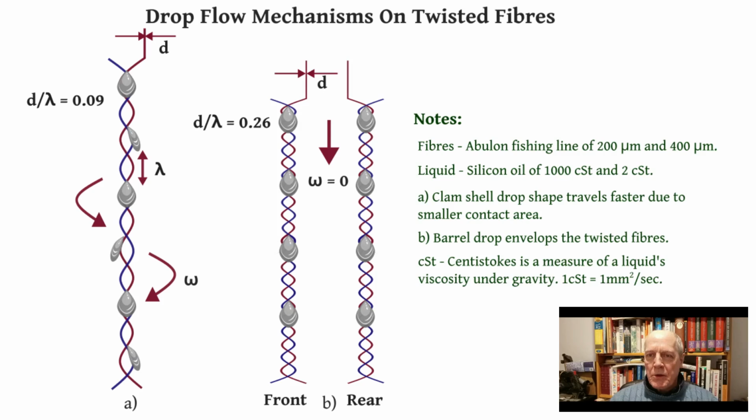Now, contrast that with the image in B. In B, we're showing the same twisted pair fibre, but there's a different value of the ratio, and here it's 0.26. And what you see is that we get a barrel-shaped drop, and this drop wraps around the twisted fibres completely, and moves straight down. There's no rotation of the drop. In other words, the angular velocity or rotational velocity is 0.